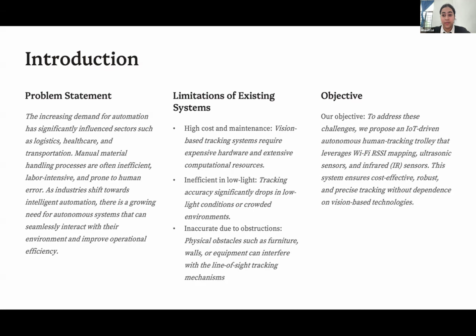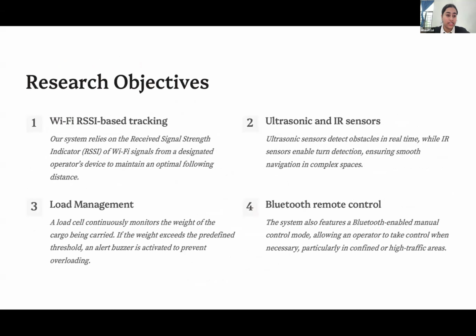Now, the objective. To address these challenges, we propose an IoT-driven autonomous human tracking trolley that leverages Wi-Fi RSSI mapping, ultrasonic sensors, and IR sensors, that are infrared light sensors. This system ensures cost-effective, robust, and precise tracking without dependence on vision-based technologies. The research objectives.